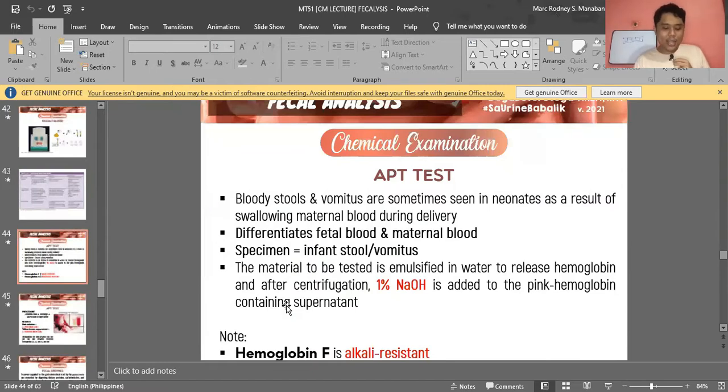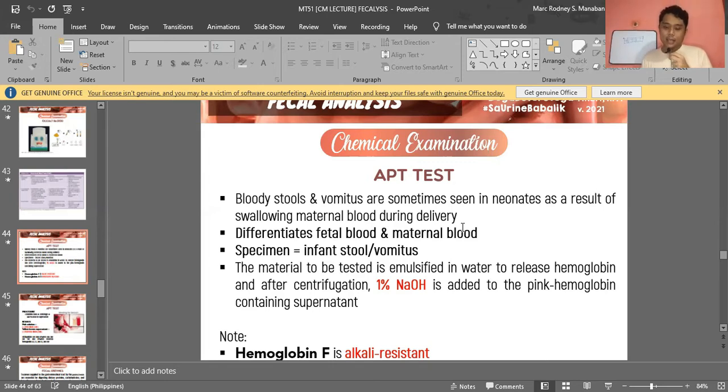Alright. Next, another test is your Apt test. The Apt test is named after the person who discovered the test. It is usually performed for infants, babies, newborns, because there are times after birth when they vomit or have emesis of blood, or pass blood in their stool. And we have to determine the source of the blood. Is it from maternal blood that they ingested during delivery, or from their own GI tract, which is much more significant.